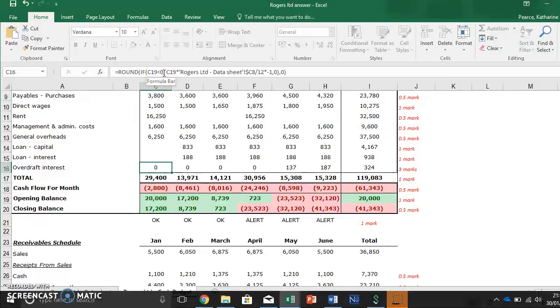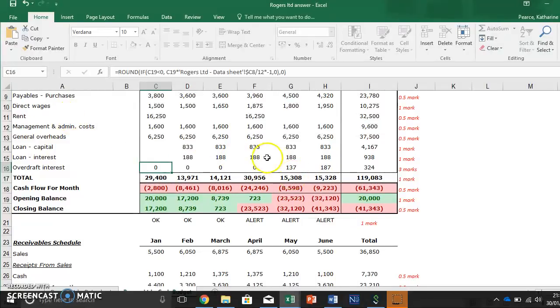If our opening balance is negative, then take my opening balance and multiply it by the annual overdraft interest rate. That's this cell here from the data sheet. But because that's an annual overdraft interest rate, I need to divide by 12 to get a monthly rate. And then I'm also going to need to multiply by a -1 to convert a negative number into a positive number. Because what you're multiplying by is a negative, you're going to end up with a negative number for your overdraft interest, and a negative payment actually equals a receipt.